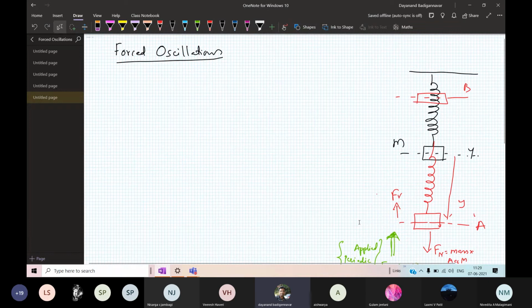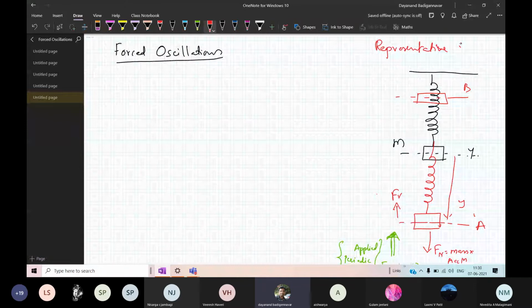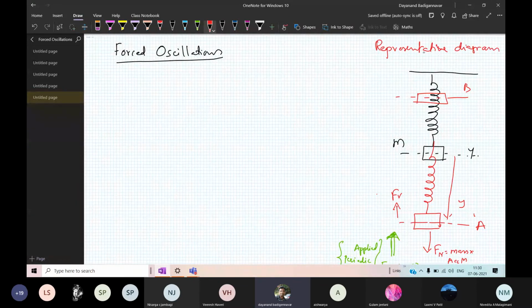So write down all the forces that you have. This is a representative diagram, not a specific one. It is a representative forced oscillation diagram. It can be any one. So first you write down the force that you have. The first one is the Newtonian force. You write all the forces.